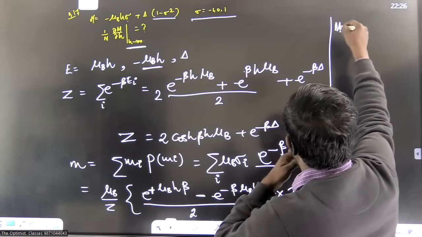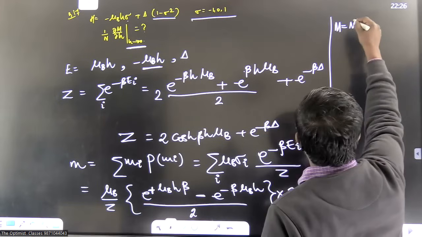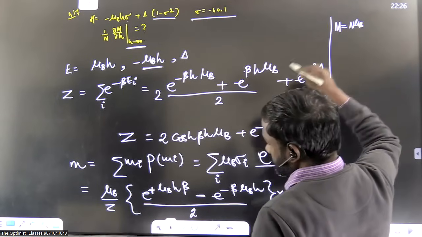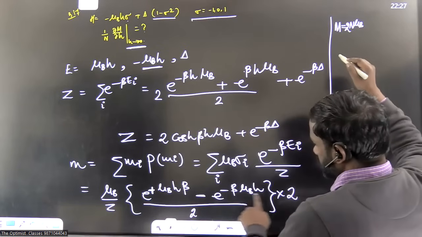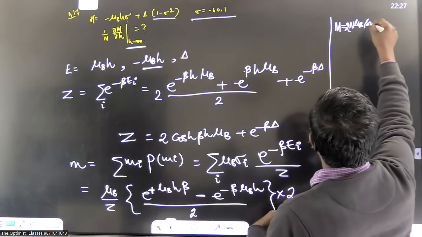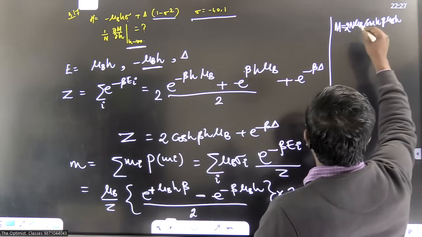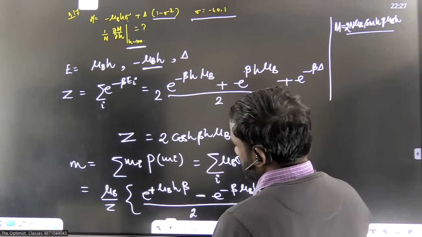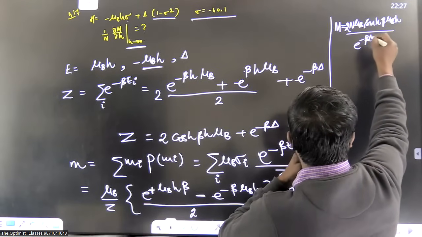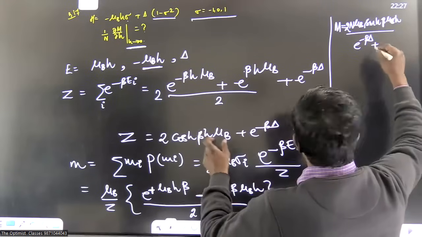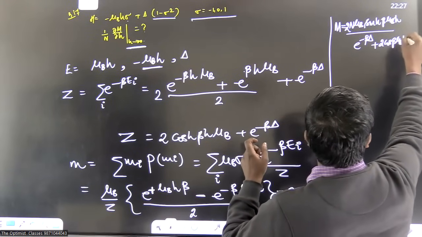If you calculate the magnetization for n particles, you get n times mu b, and there is a factor of 2 also here, and this becomes sinh(beta mu b h), divided by z, the partition function, which is e to the power minus beta delta plus 2 times cosh(beta mu b h). Okay.